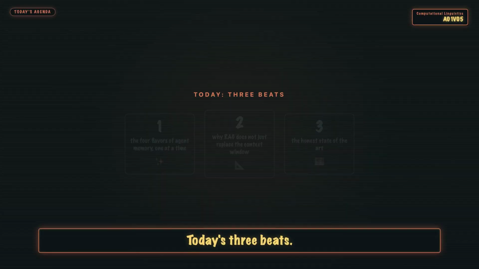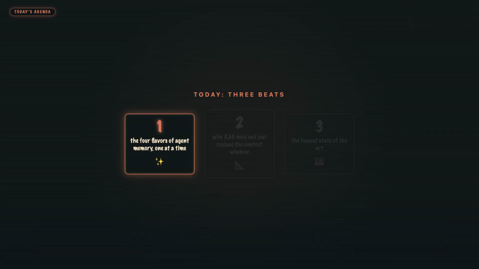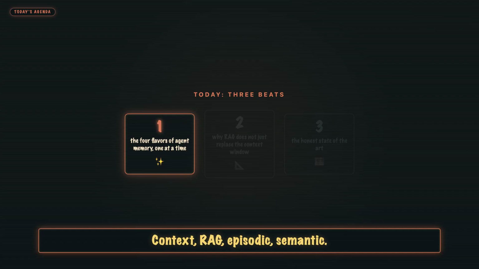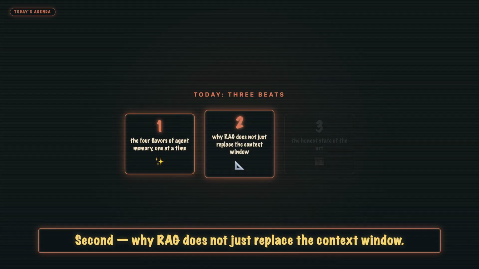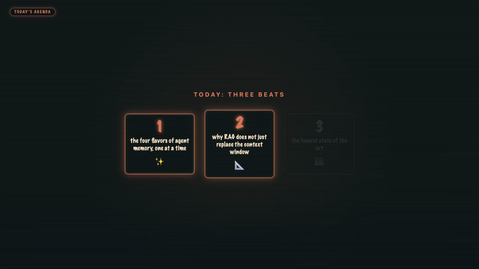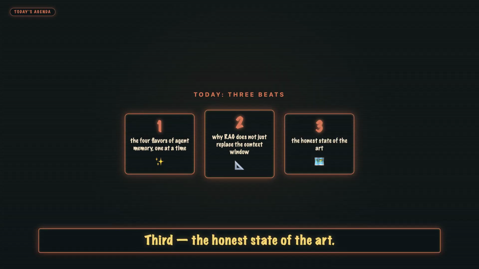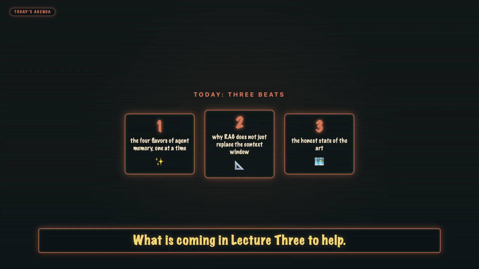Today's 3 beats. First, the 4 flavors of agent memory, one at a time: context, RAG, episodic, semantic. Second, why RAG does not just replace the context window. This is the most common misconception. Third, the honest state of the art. Agent memory is still the messiest layer. What is coming in Lecture 3 to help?